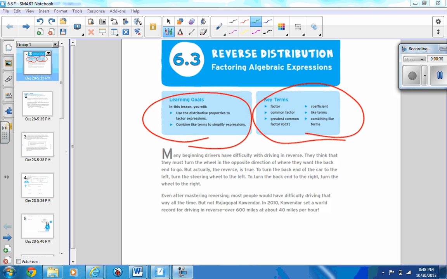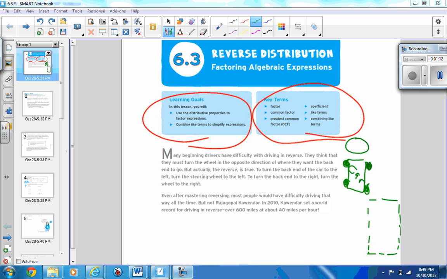Don't forget to go back and add those to your vocabulary list. Please read along with me as I read the intro. Many beginning drivers have difficulty with driving in reverse. They think they must turn that wheel in the opposite direction of where they want the back end to go. But actually, the reverse is true. To turn the back end of the car to the left, turn the steering wheel to the left. To turn the back end to the right, turn the wheel to the right. Even after mastering reversing, most people would have difficulty driving that way all the time, but not Rajagopal Kawindar. In 2010, Kawindar set a world record for driving in reverse over 600 miles at about 40 miles per hour.